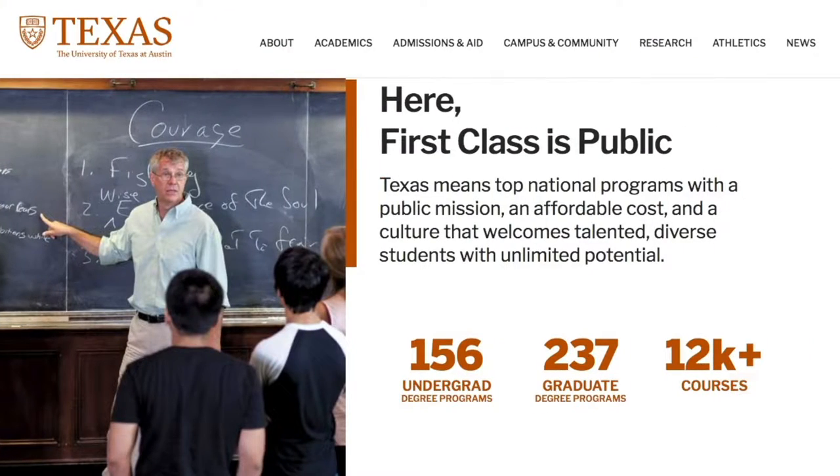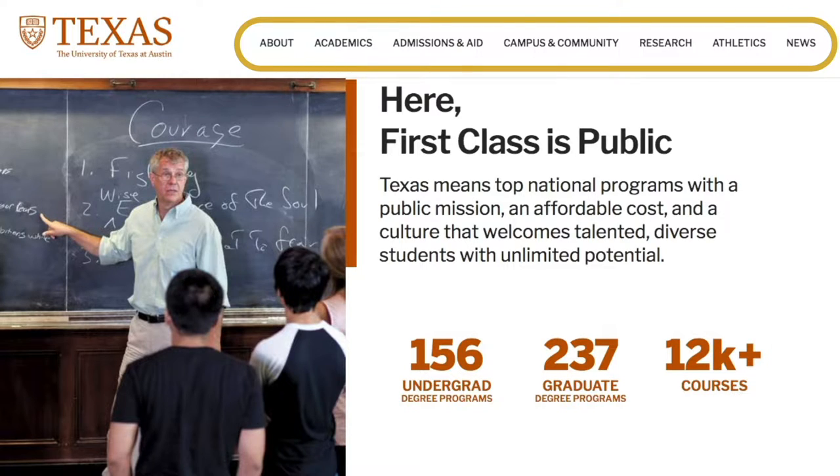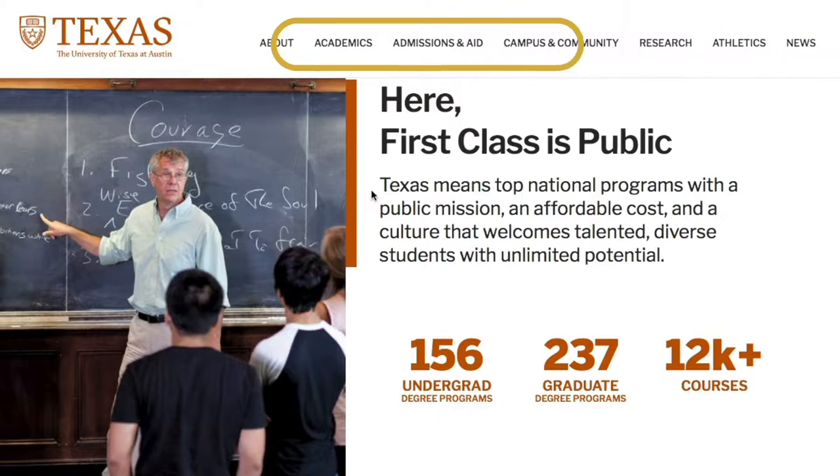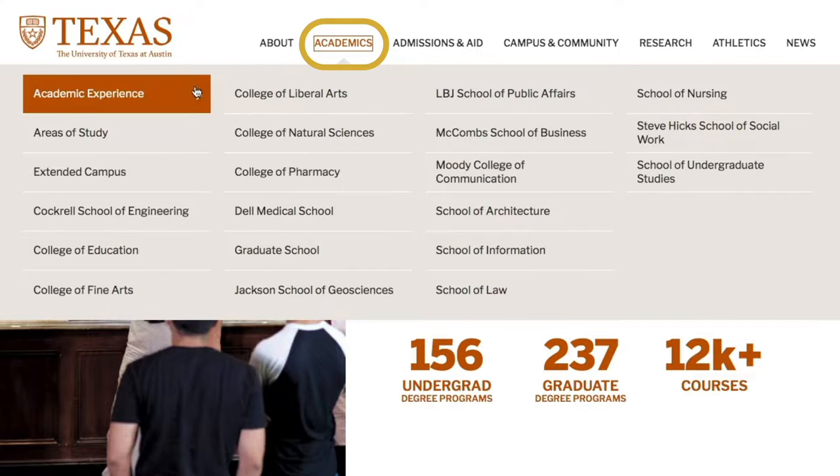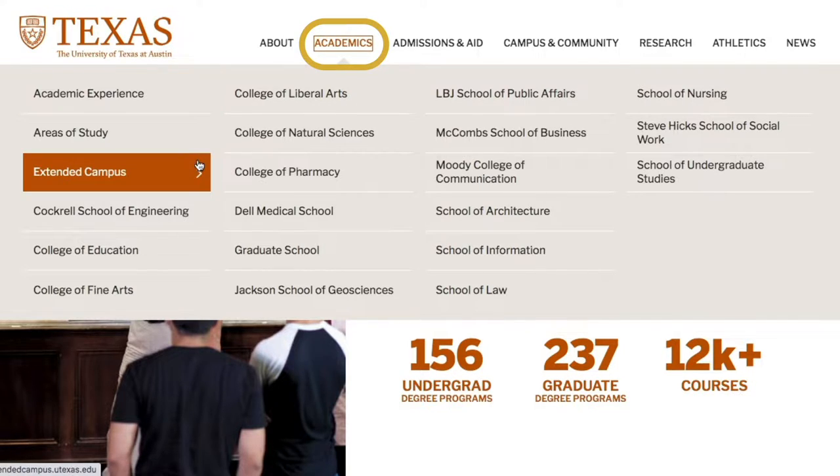When you enter the home page of a college website like UT Austin, you will see a list of other pages similar to this. Typically, there will be one titled Academics. Here, you can explore pages such as the academic experience, areas of study, and extended campus. The academics page can also lead you to explore different schools.